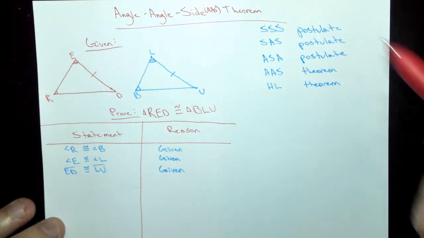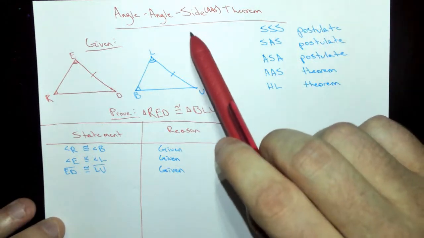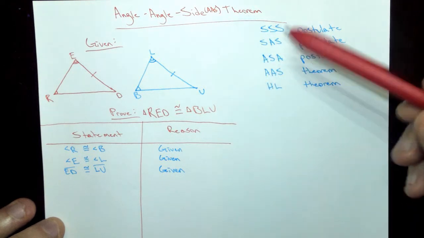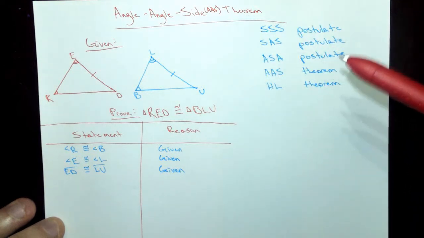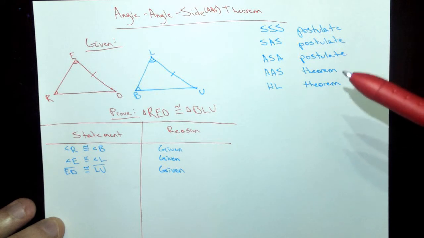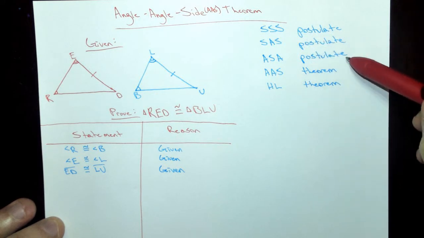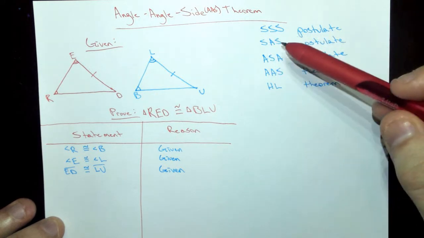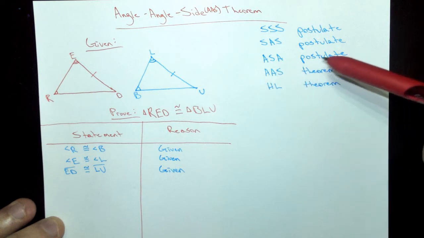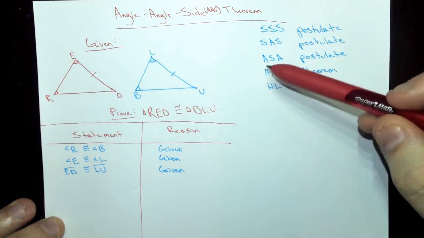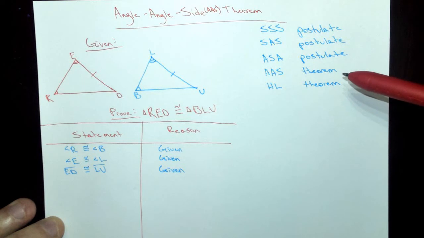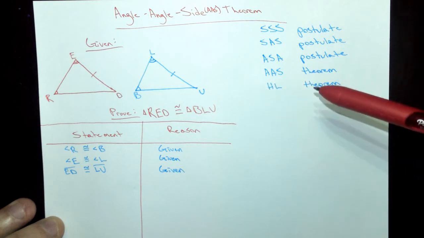Hello everyone, just wanted to provide a proof of the angle angle side theorem, which is one of the 5 methods that we use to prove that triangles are congruent. So notice we have 3 postulates, the side side side, side angle side, and angle side angle methods. These are all postulates, whereas the angle angle side theorem and hypotenuse leg theorem are theorems.